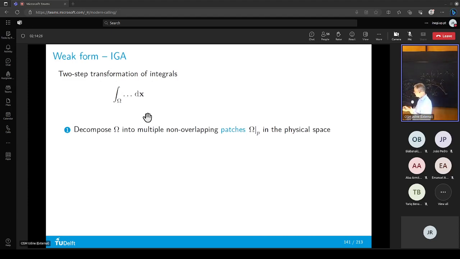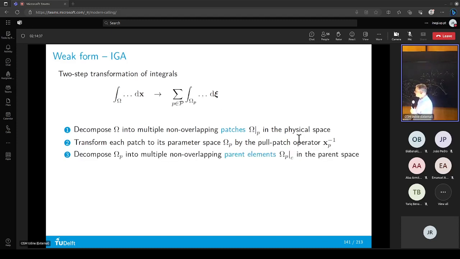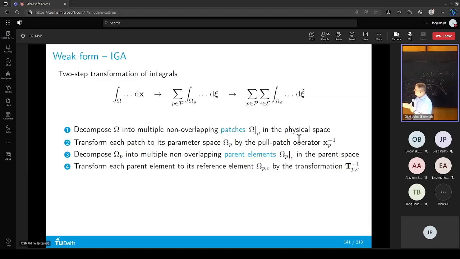Now the patches become kind of the analog of the elements. So this thing becomes a sum over patches, with this pullback operator between it. Then we are decomposing each patch into the many parent elements. That is where we can do integration. And I abuse the E for element. This is for the integration over parent elements. This is the coarse level subdivision into patches. It's not really much more than FEM, just one sum more or one mapping more.